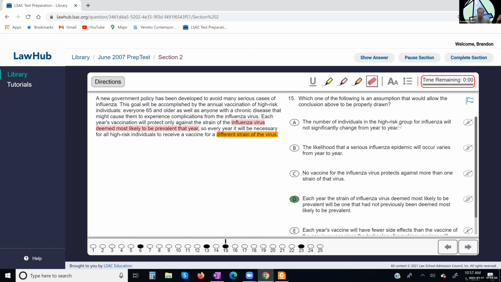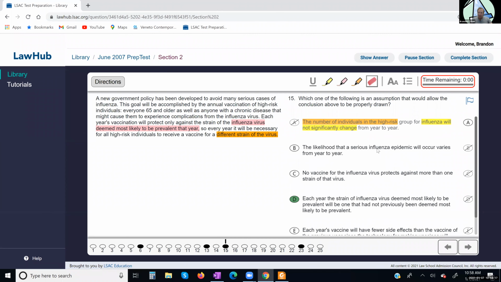So the number of individuals in the high-risk group will not significantly change. If we were to accept that, did we care how many people were in that group? Our subject matter was all high-risk individuals. How many were in that is not relevant to this argument.